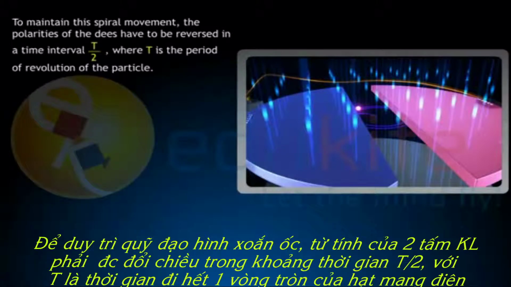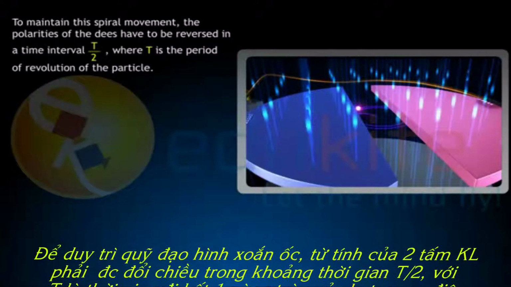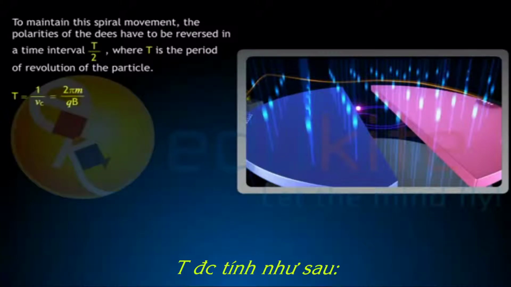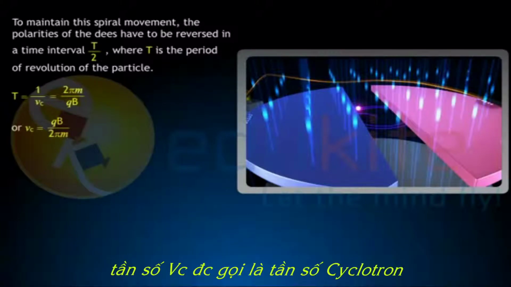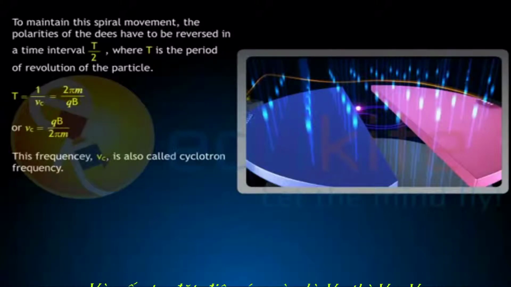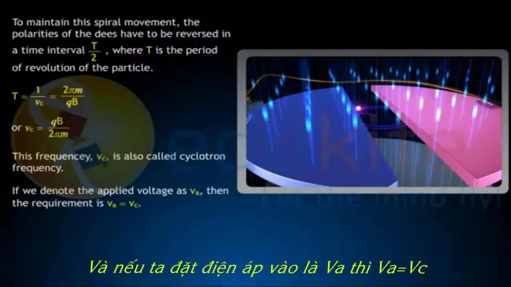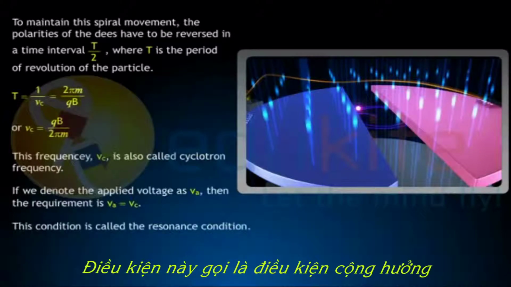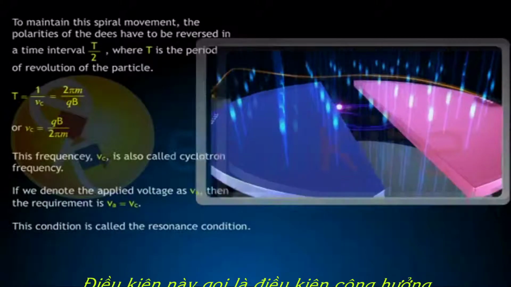To maintain this spiral movement, the polarities of the Ds have to be reversed in a time interval T/2, where T is the period of revolution of the particle. T equals 1/νc, which equals 2πm/(qB), or νc equals qB/(2πm). This frequency νc is also called cyclotron frequency. If we denote the applied frequency as νa, then the requirement is νa equals νc. This condition is called the resonance condition.